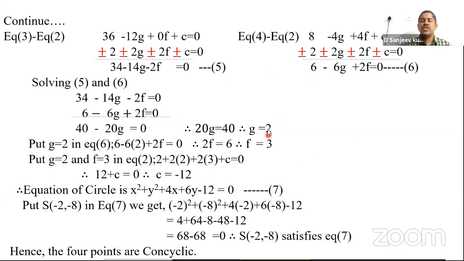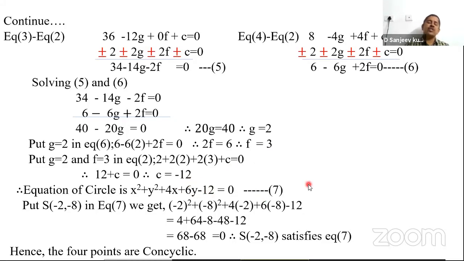Then after getting the value of G and F, substitute the value of G and F in any of equation 2, equation 3, equation 4. As I substituted in equation number 2, you got the value of C. After getting the value of G, F, C, write the general or standard equation of circle. So x square plus y square plus 2 into G, value of G is 2, so 2 into 2, 4x, 2 into F, F is 3 here, 6y minus 12 is equal to 0.